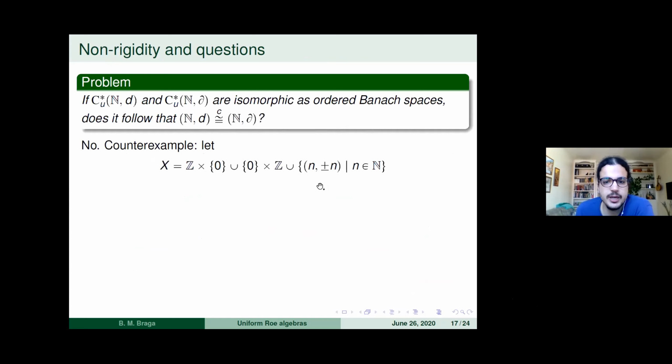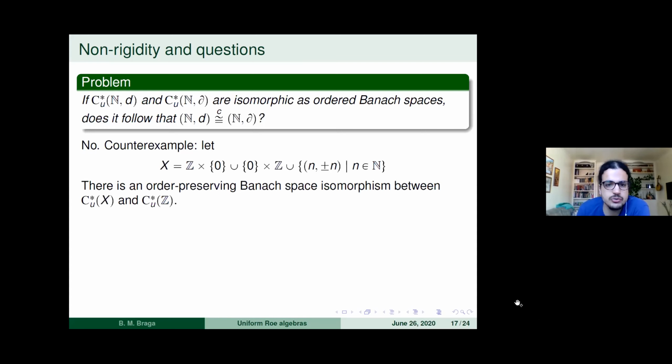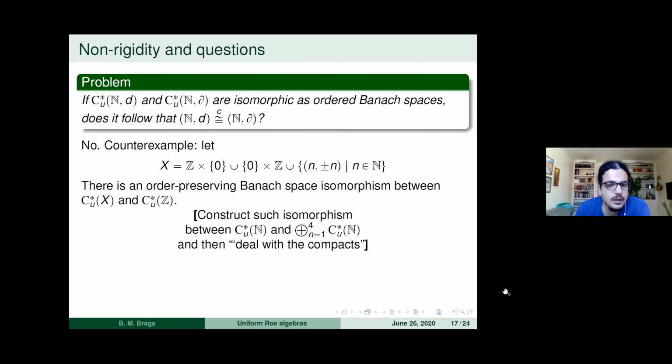You just need to look at this asterisk in the plane, right? You have here the x-axis, here the y-axis, and here you're just flipping it 45 degrees to have an x. So you have an asterisk in the plane. And you can construct an order preserving Banach isomorphism between this space and c star U of Z. I won't mention more about it, I don't think I will have much time to explain that. But clearly those spaces are not coarsely equivalent.